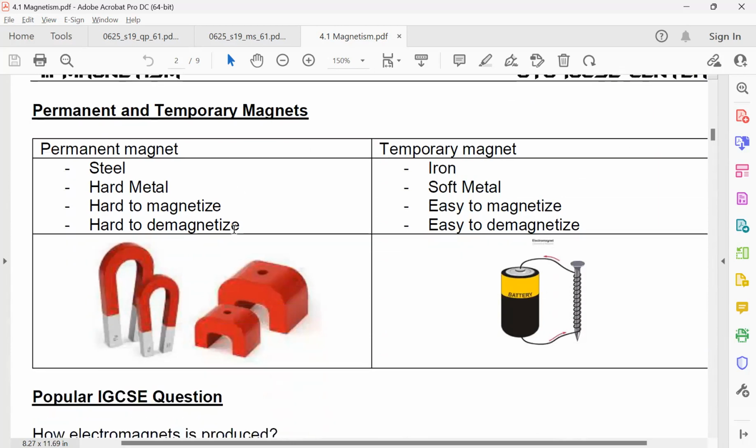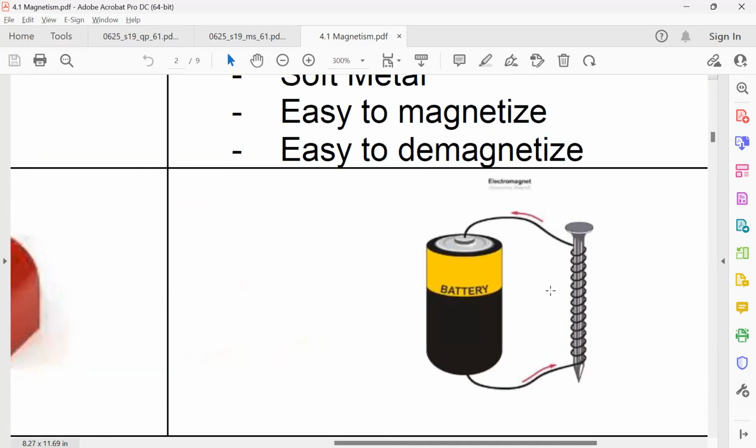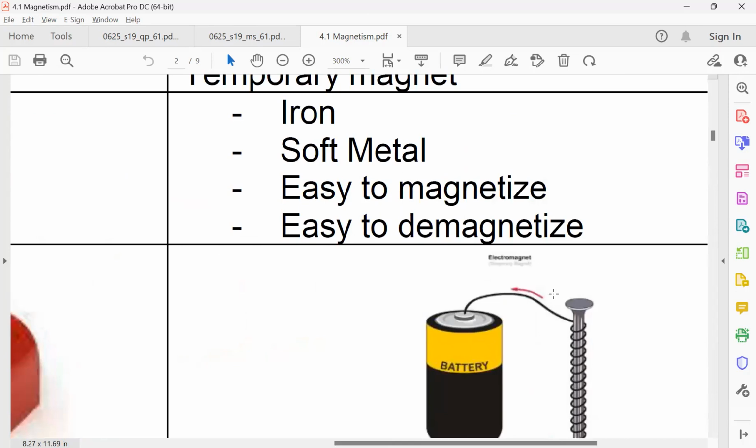Okay, then the next part here is a very important part. It always comes up in your paper too, guys, so you better know the difference here. Why are some materials made for permanent magnets and why are some materials made for temporary magnets? Don't copy first. Listen up first. If you look at this iron, this is what we call a temporary magnet, guys.